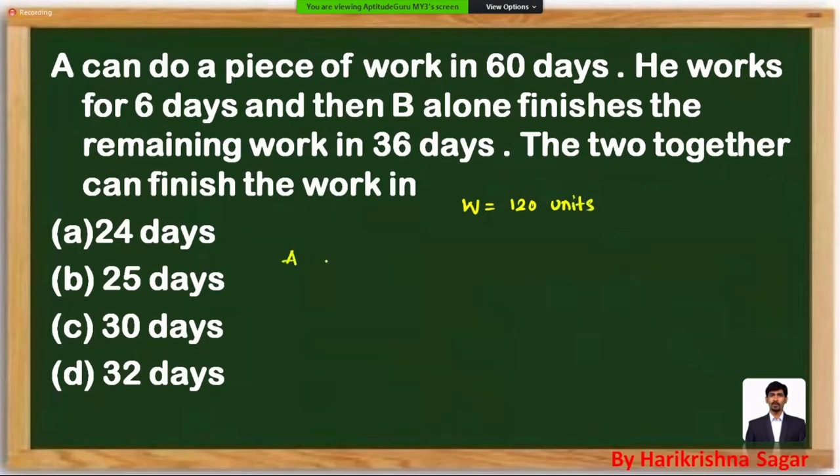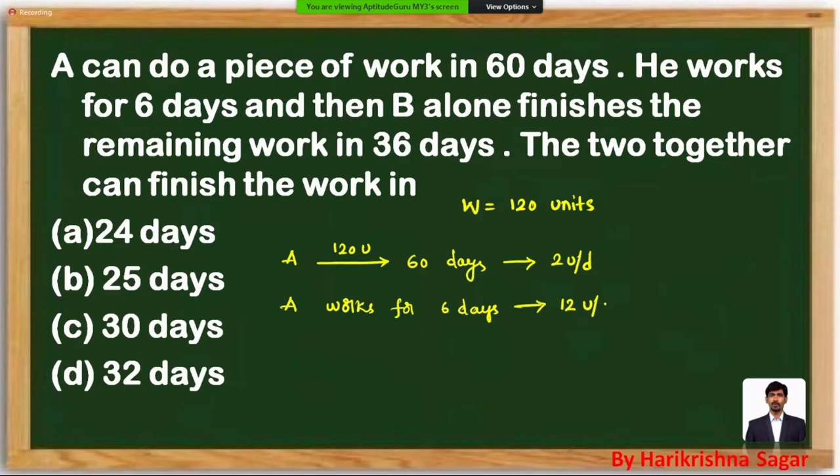So as per the given narration of the story, A can complete this entire 120 units of work by taking 60 days of time. That means he is able to finish 2 units in every one day. As per the data, A works for 6 days. So A is able to finish 2 units in one day. He works for 6 days. He is able to finish 12 units of work. So what is the remaining work if you can observe? 120 minus 12, that is 108 units of work is left over. So as per the story which is narrated, B completes the remaining 108 units of work by taking 36 days of time. So what is the efficiency of B now? So 108 divided by 36.